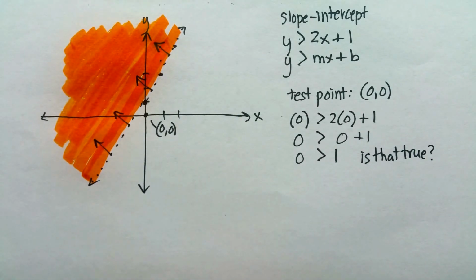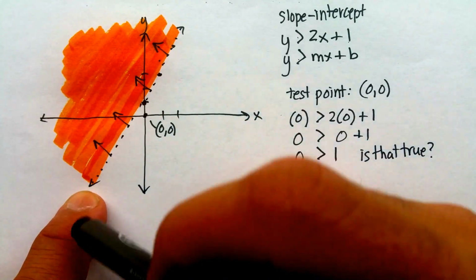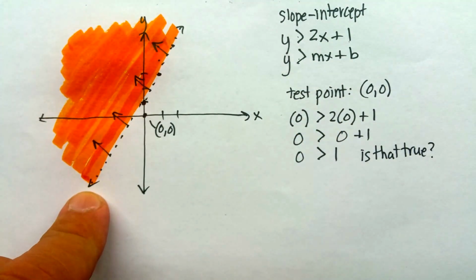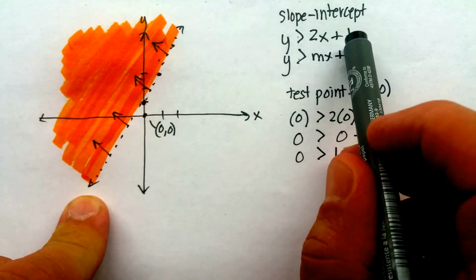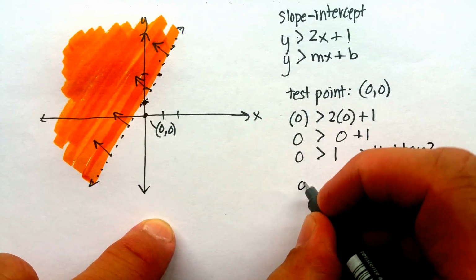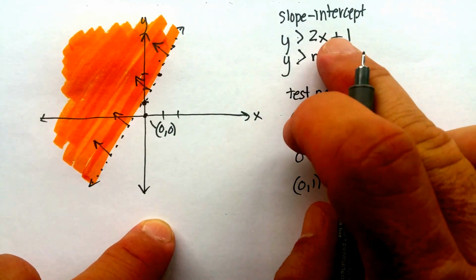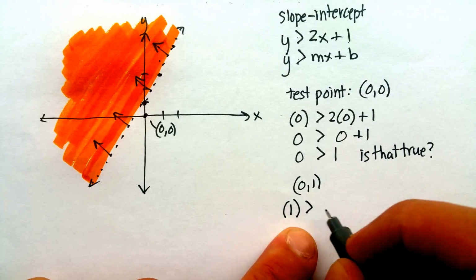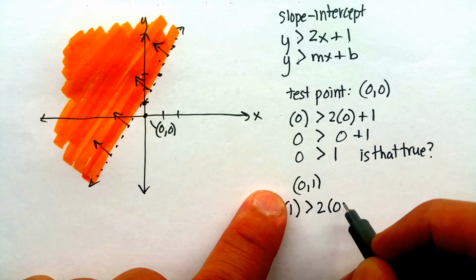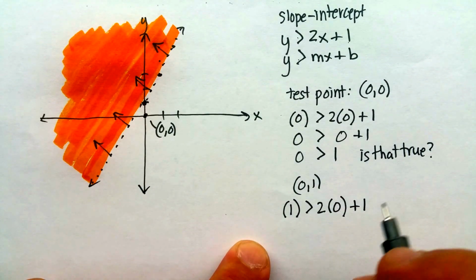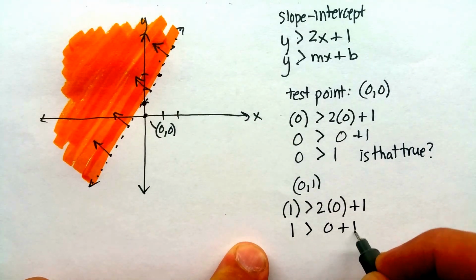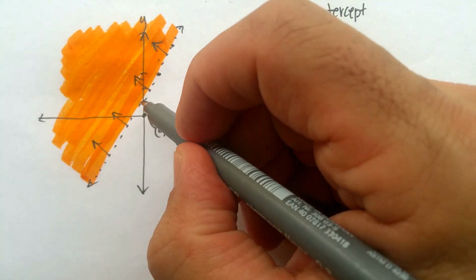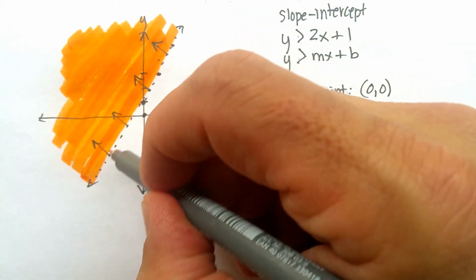Now, here's what's interesting. I don't have a solid line here, though, because if I were to choose one of the points on this actual line, like for example 0, 1, according to my y-intercept, let's see if that would actually work in this inequality. So my y is 1, my x is 0, and let's see if this statement's true. 1 is greater than 0 plus 1. Is 1 greater than 1? Again, the answer is no, but that happens to be a point that's right on the edge of this line.